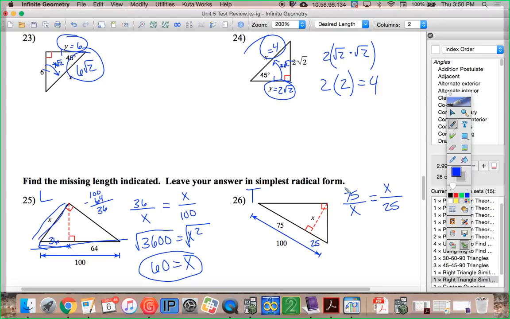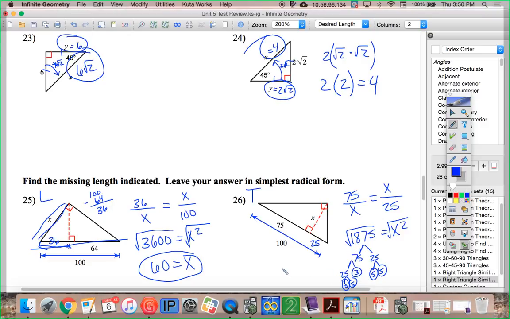So 75 times 25 is 1875. That equals x squared. And when you take the square root, that's not a whole number, so you gotta simplify it. I would do just 75 and 25 because I just multiplied those together to get it. Then we've got 5 and 5, 3 and 25, and 5 and 5 again.